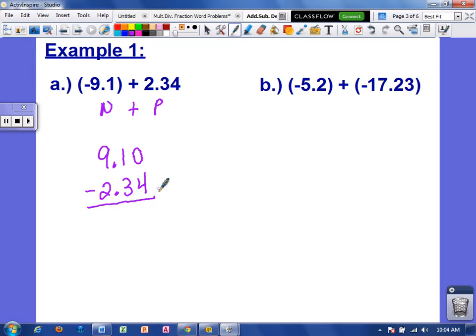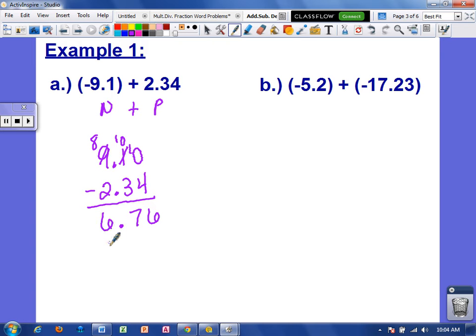Alright, so now I cannot do 0 minus 4, so I borrow. And 10 minus 4 is 6. Again, here I have to borrow. 10 minus 3 is 7. Bring down the decimal, and 8 minus 2 is 6.